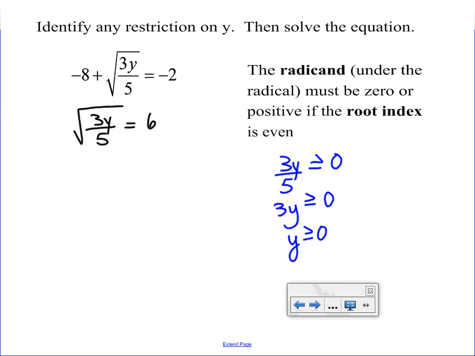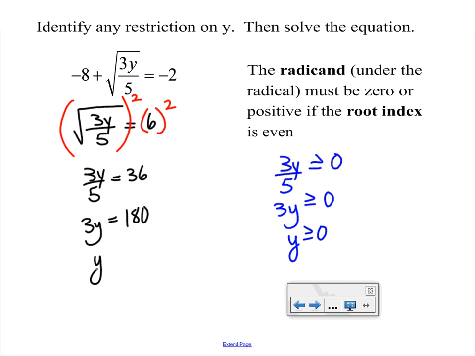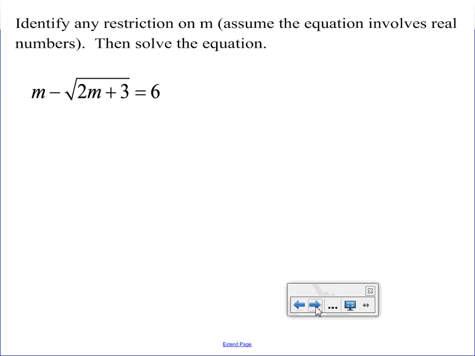Then to get rid of a square root, we square both sides. Whatever we do to one side, we must do to the other. The square of a square root is itself, and then it will equal 36. Multiply both sides by 5 and divide by 3. And we check: is 3 times 60 divided by 5 plus 8 equal to minus 2? Well, 3 times 60 is 180, divided by 5 is 36. The square root of 36 is 6. Yes, it works. And we could graph it if we want, but we're not going to worry about that right now.